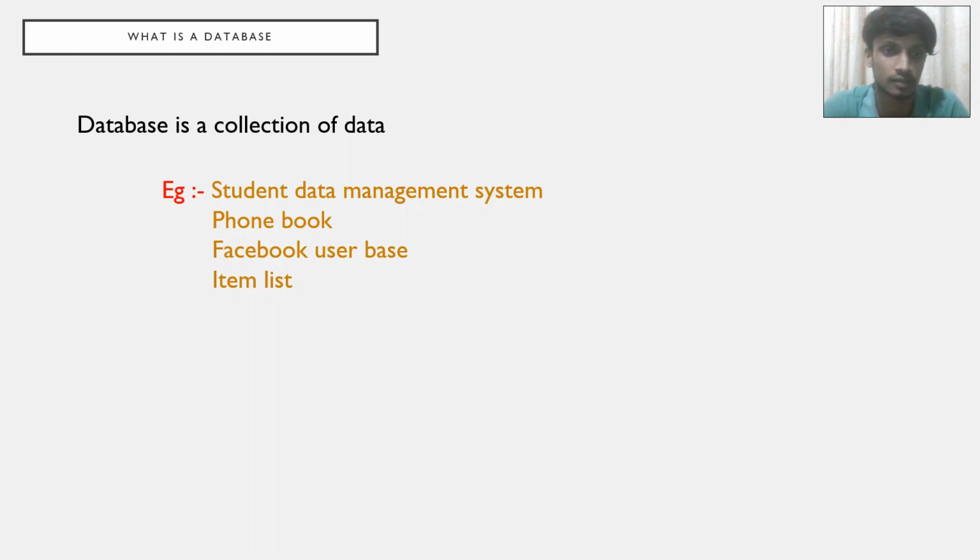Some examples have been given for databases. A student data management system is a database, and so are a phone book, Facebook user base, and item list. Those kinds of components or systems contain a large amount of data. So the set of all data in a particular system is known as a database.